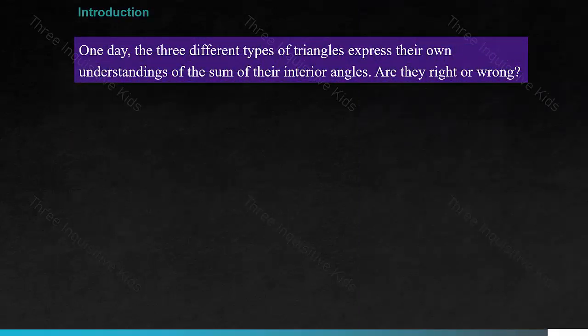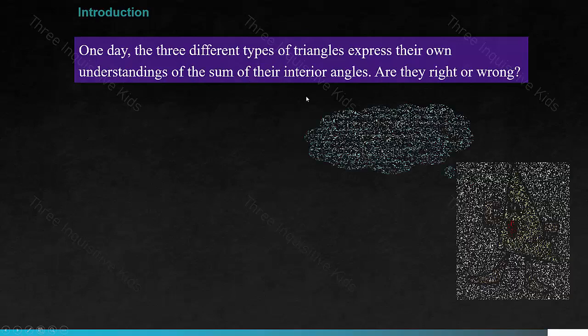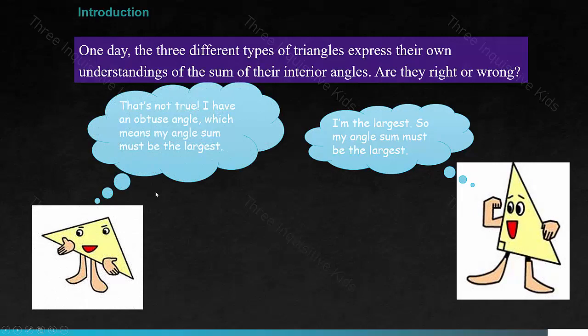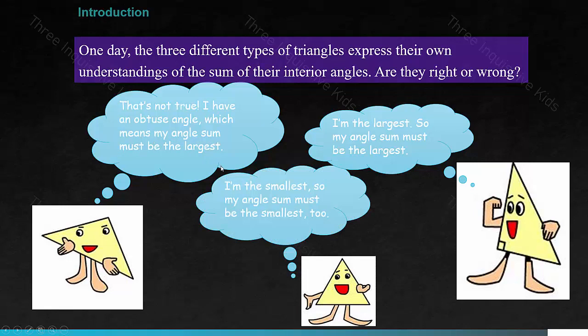One day, 3 different types of triangles express their own understandings of the sum of their interior angles. Are they right or wrong? This first triangle says, I'm the largest, so my angle sum must also be the largest. This other triangle says, I have an obtuse angle, which means my angle sum must be the largest. And the smaller triangle says, I'm the smallest, so my angle sum must be the smallest. Are they right or wrong?